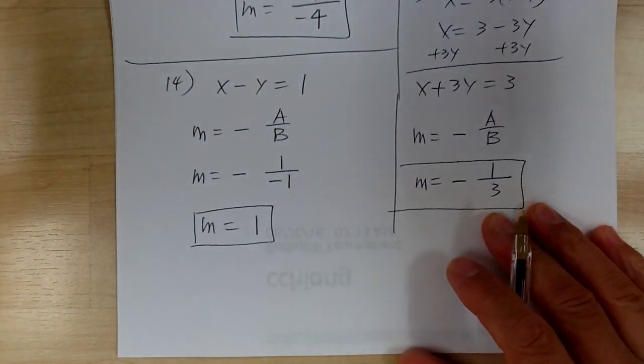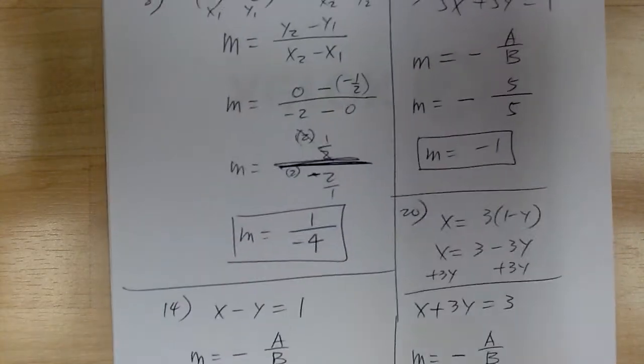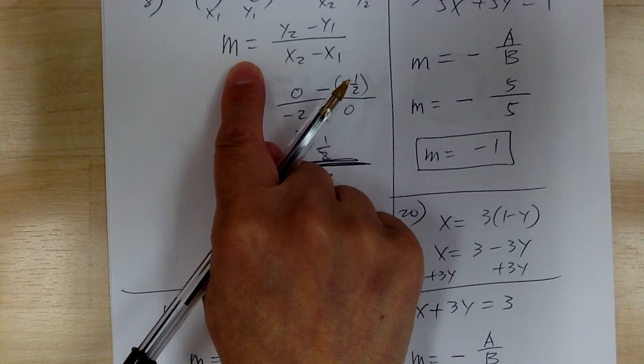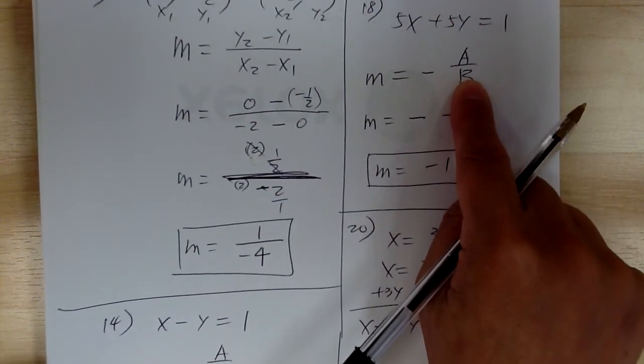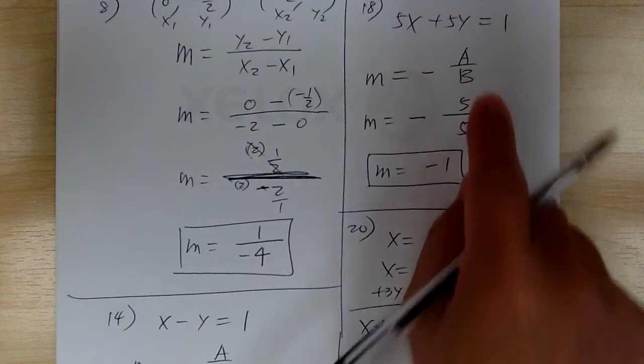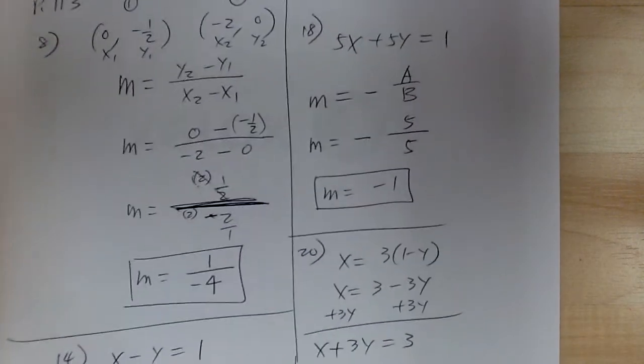So again, sum up what we're talking about. Okay? If they give you 2 points, use this formula. If they give you equation, use this formula. Okay. Now let's go to page 114.